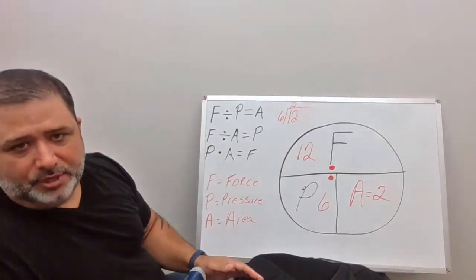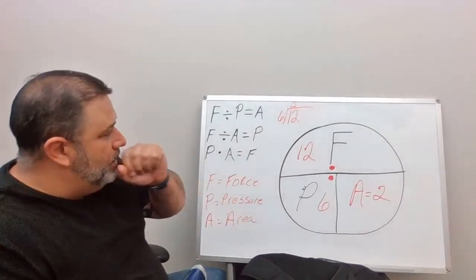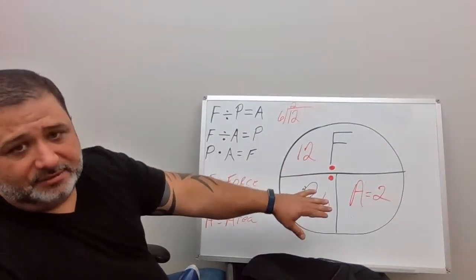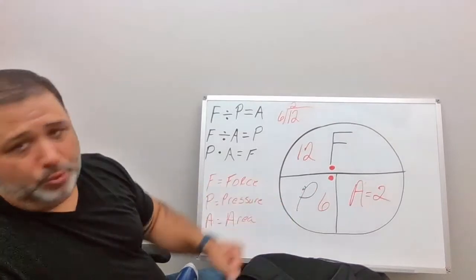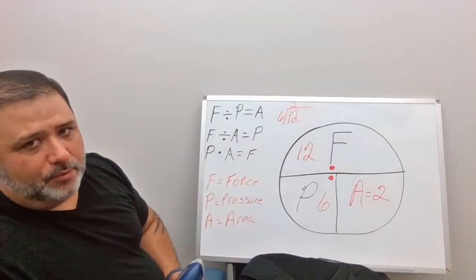Same thing with the pressure. It goes the opposite way. We would say 12 divided by 6 inches of area equals 2 pounds of pressure. So that's how that works.